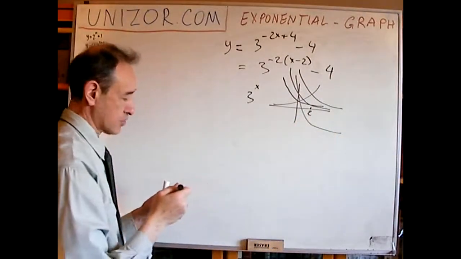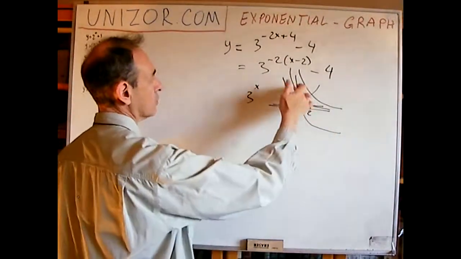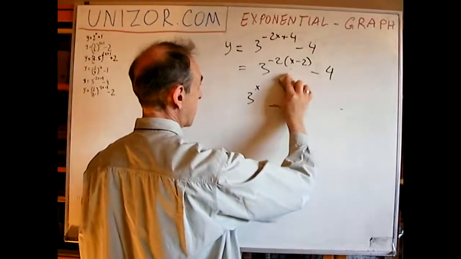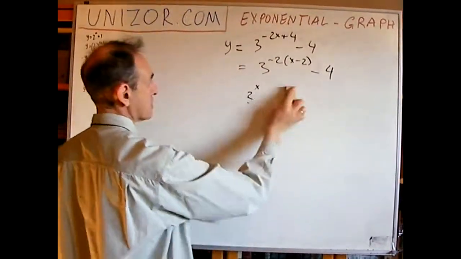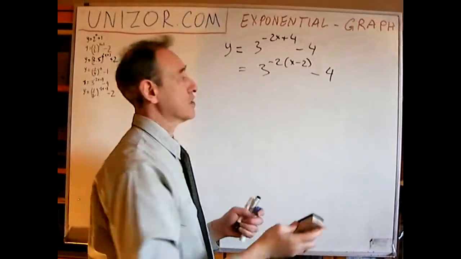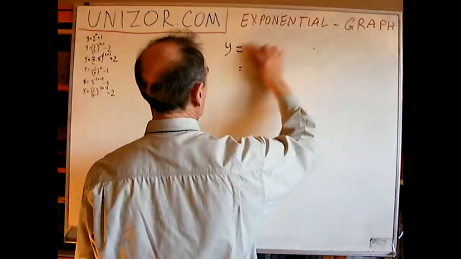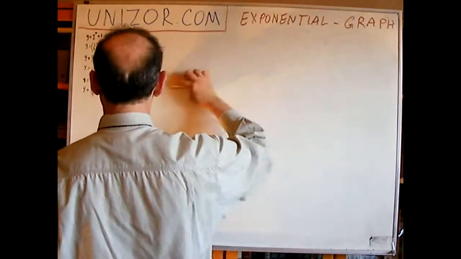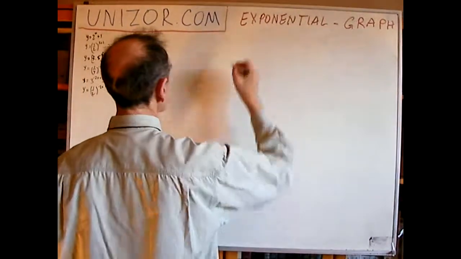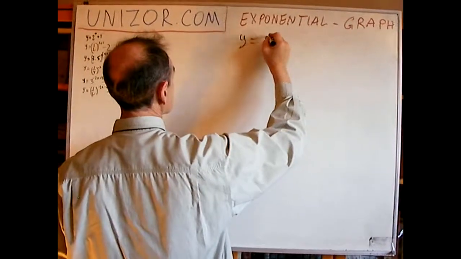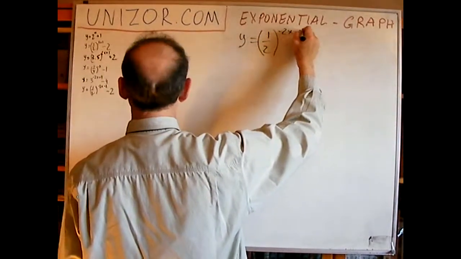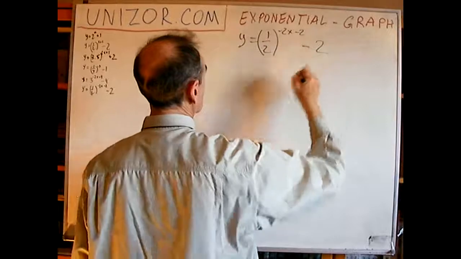More or less the same shape. And again, you can calculate all the points of intersection with the axis. But that's the same graph, just differently obtained through different transformation steps. Okay, and the last problem. These are all exercises of basically the same thing. 1/2 to the power of minus 2x minus 2 minus 2.